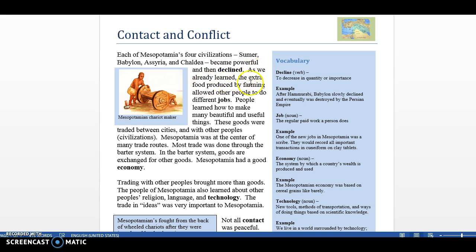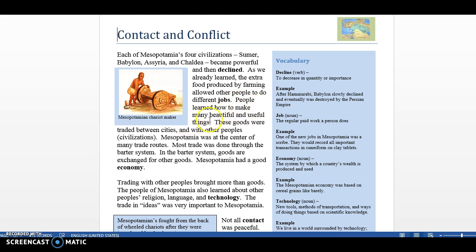As we already learned, the extra food produced by farming allowed other people to do different jobs. A job is a noun, the regular paid work a person does. For example, one of the new jobs in Mesopotamia was a scribe. They would record all important transactions in cuneiform on clay tablets. So basically, a scribe is the person who writes things down.